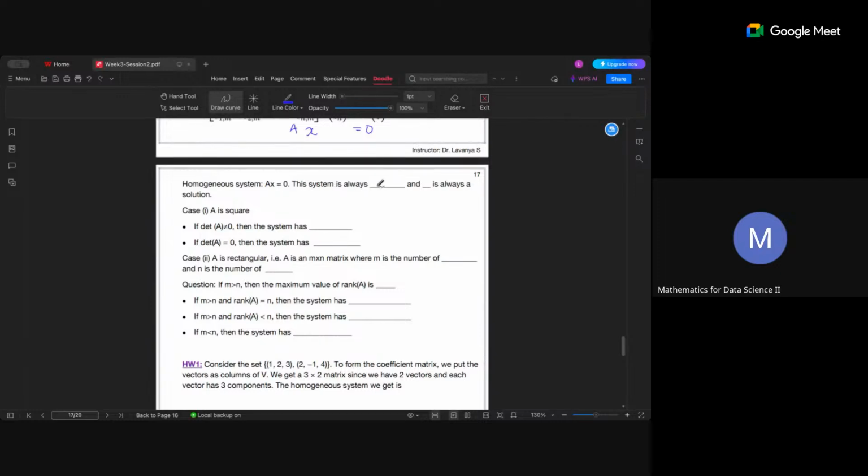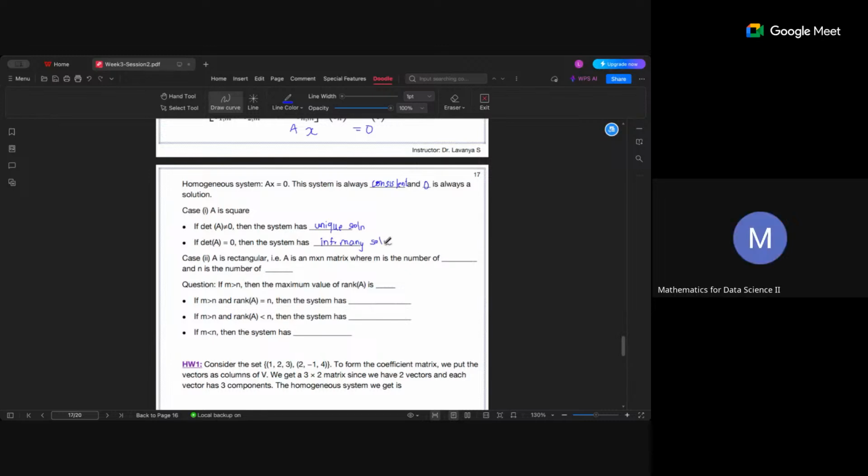This system is always consistent. Okay. And what is always a solution? 0. Yes, 0 is always a solution. A is square, and if the determinant of A is non-zero, then the system has a unique solution. Unique solution, yes, ma'am. And if the determinant is 0, infinitely many solutions. Infinite solutions.